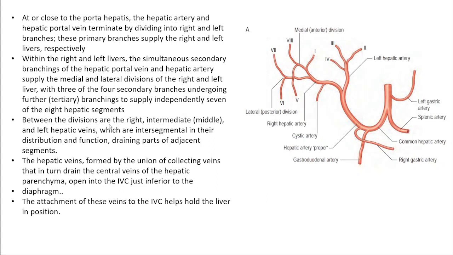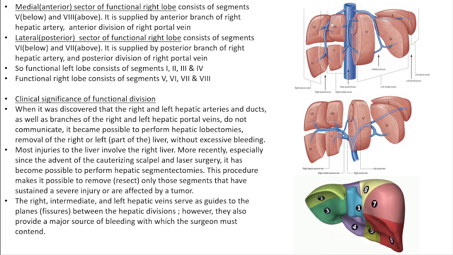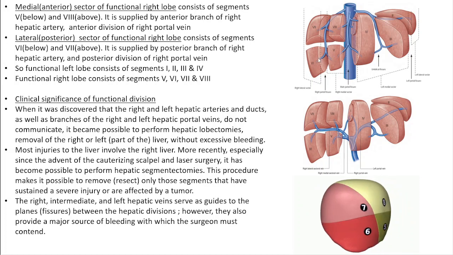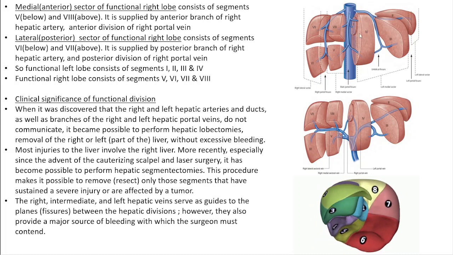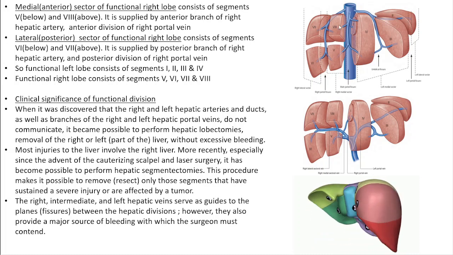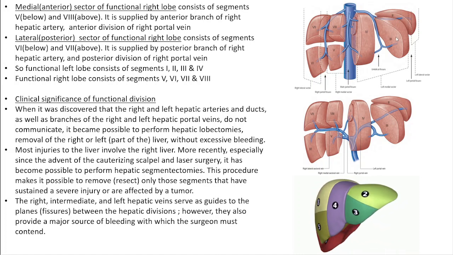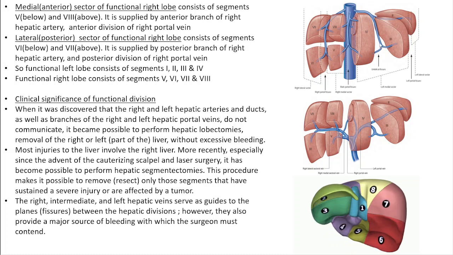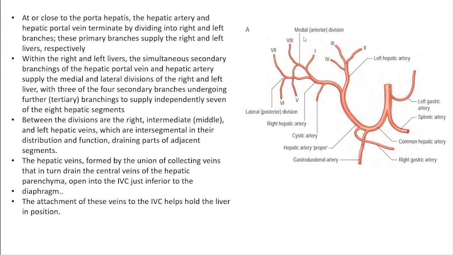Between the divisions, again we know, are the right, intermediate and the left hepatic veins in the portal fissures, which are intersegmental in their distribution, and so drain the adjacent parts of segments. If we look at this, the right hepatic vein is going to drain all the adjoining segments, that is 5 as well as 6, 7 as well as 8. The middle hepatic vein is going to drain segment 1 and 4 also, and segment 5 and 8 also. The left hepatic vein, the leftmost branch, is going to drain segment 2 and 3, and this major tributary of the left hepatic vein is going to drain segments 3 and 4 also. So the hepatic veins are intersegmental.